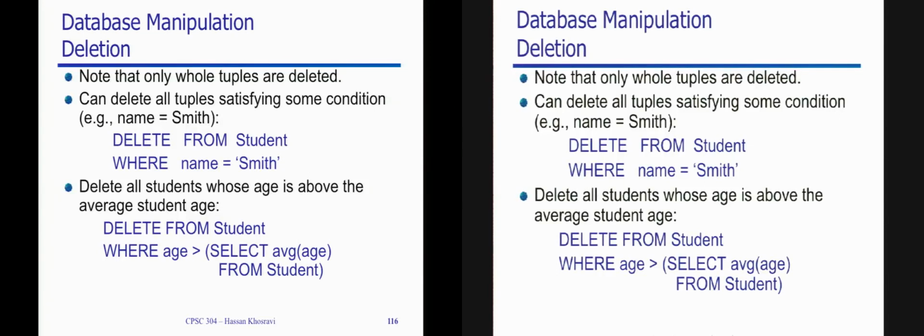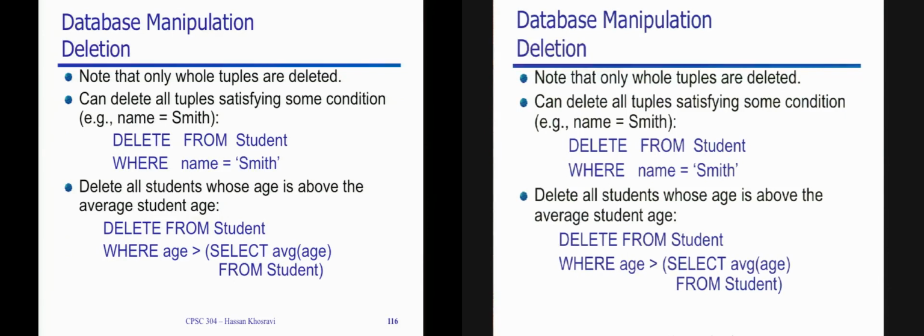You can also delete values from your SQL. Okay, so you can say delete from student where name is Smith, and that's going to go into your student table and it's going to delete all of the tuples that have name Smith. You can also do things like delete from student where age of that student is bigger than the average.